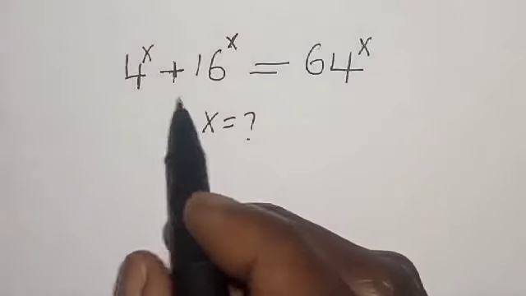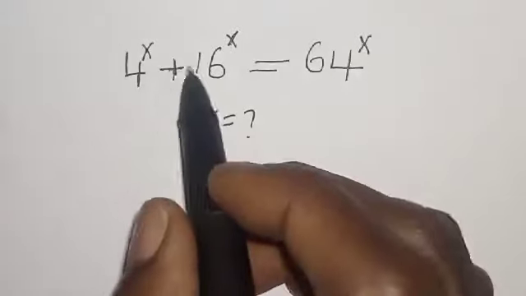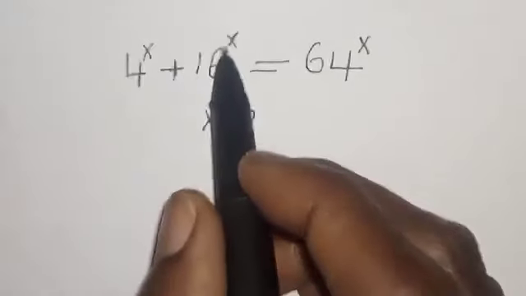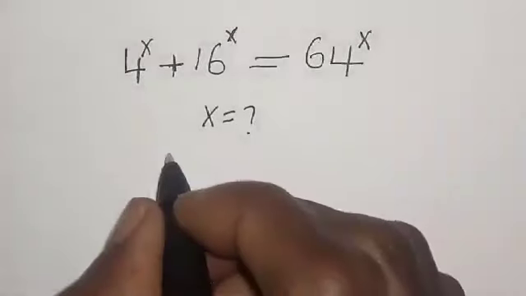Welcome to Math Gist. In this class, we want to find the value of s from this nice equation: 4 raised to power s plus 16 raised to power s is equal to 64 raised to power x.